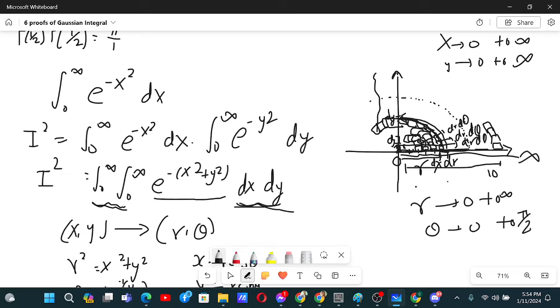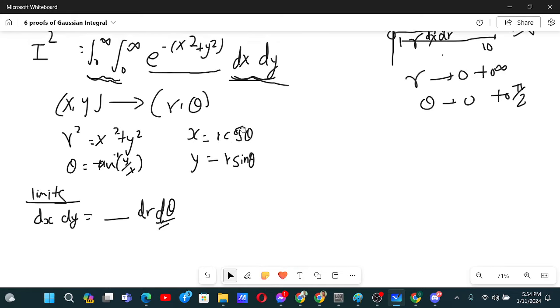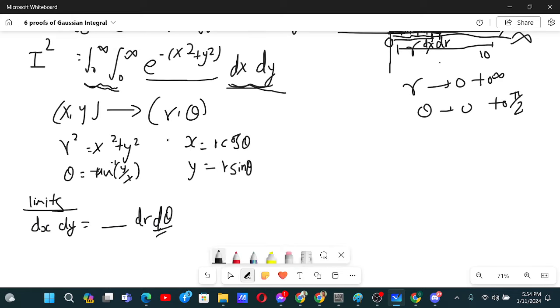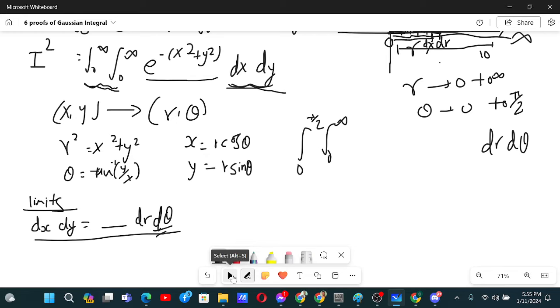Yeah, and now let's try to solve this integral. The limits we know, so let's write over here dr d theta, with r going from 0 to infinity and theta from 0 to pi by 2. Now, how exactly are these two related? To find this, we need the Jacobian matrix.